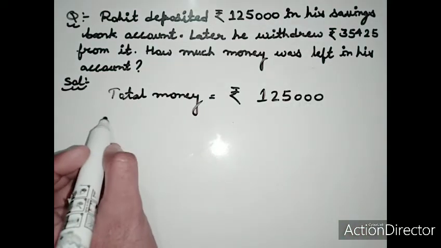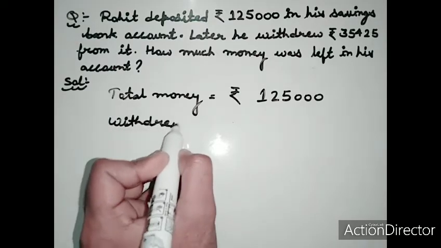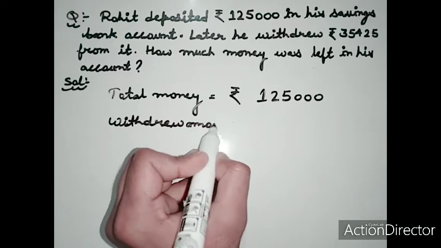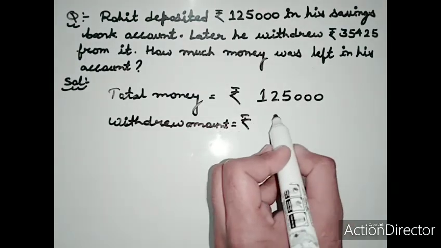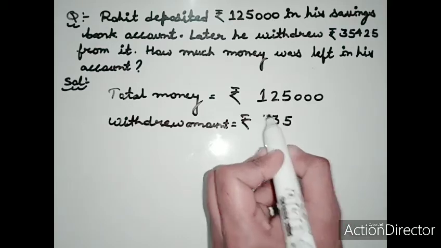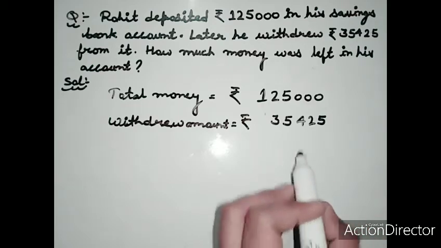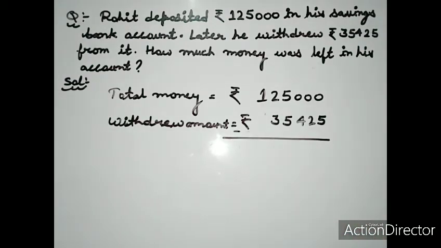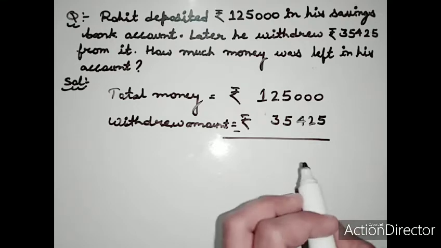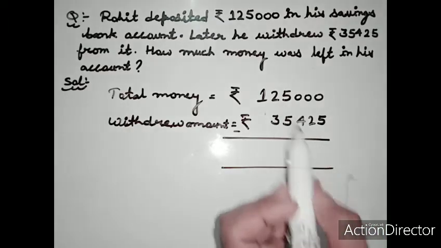and withdrew amount rupees 35,425. Now we subtract these two amounts here and we get the money left in his account. So here we subtract these two amounts.